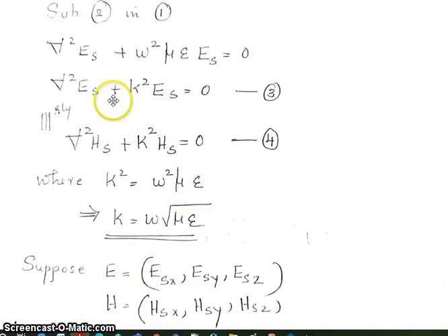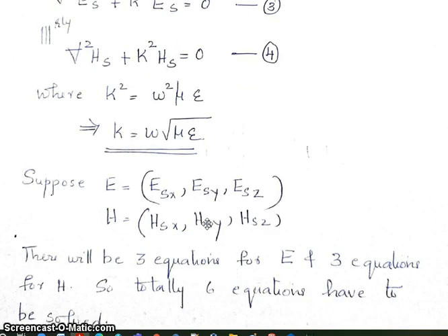Similarly, you can derive the expression del square Hs plus k square Hs is equal to 0, which is your equation 4. From that, you know k square is equal to omega square mu epsilon, and k is equal to omega times the square root of mu epsilon, which is your wave number.